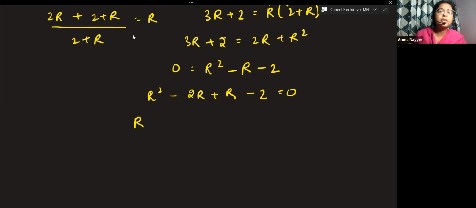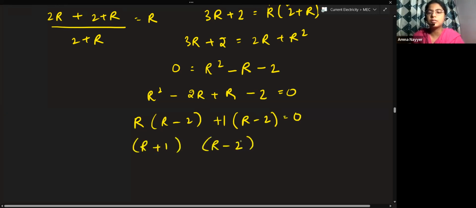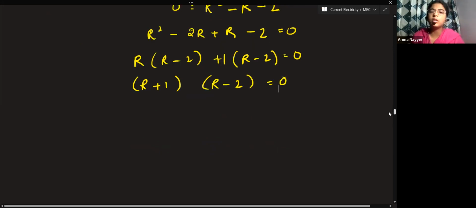Now from here, if you take R common, R minus 2 is left. From here, plus 1 is left, and here also minus R minus 2 is left. This is equal to 0. So one bracket you get as R plus 1, the other bracket as R minus 2. Simply these are from your 10th standard calculations, splitting the middle term to find out the answer. You just have to solve the equation now. So this becomes minus 1 ohm and this becomes plus 2 ohm.